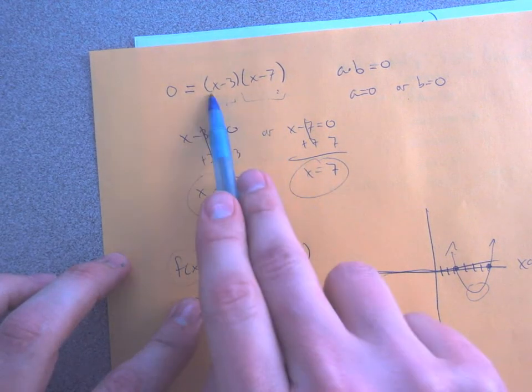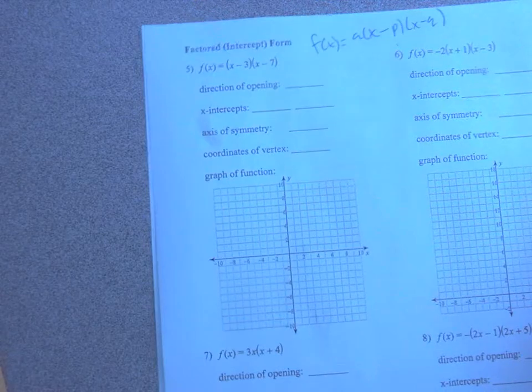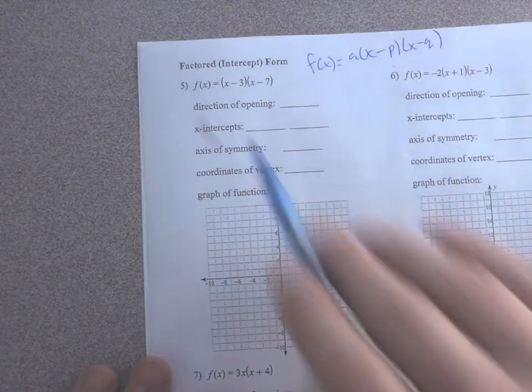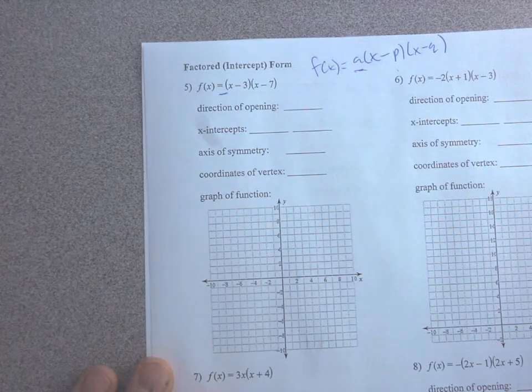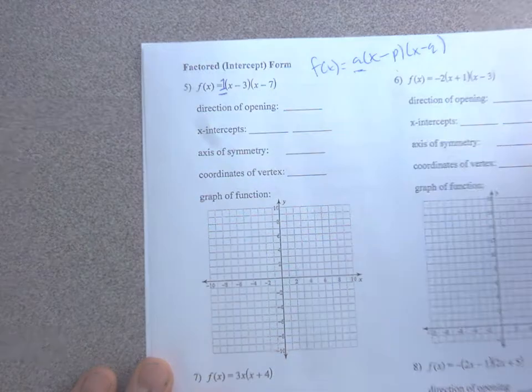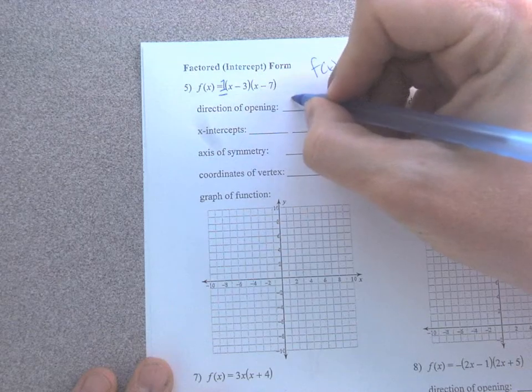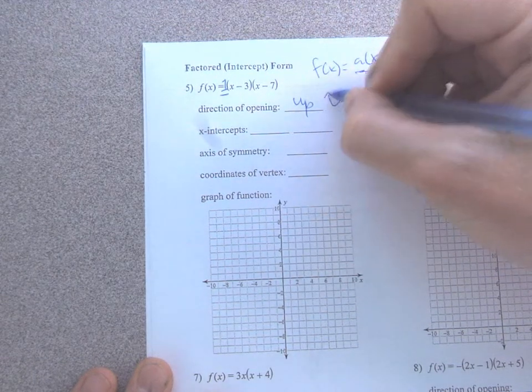So we want a positive 3 and a positive 7. Okay, so going back to this one, if you don't see the a here, there's no number out there, so that means that a is just 1. It's a positive number, which means it's going to open up, or it's going to look like this.